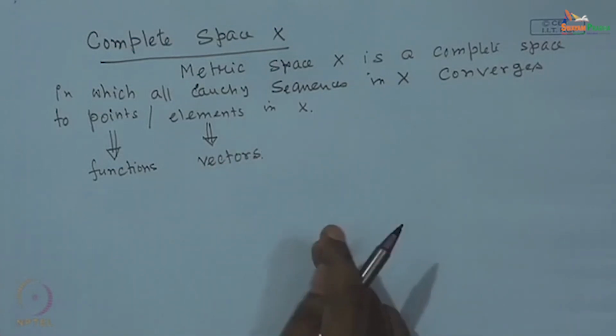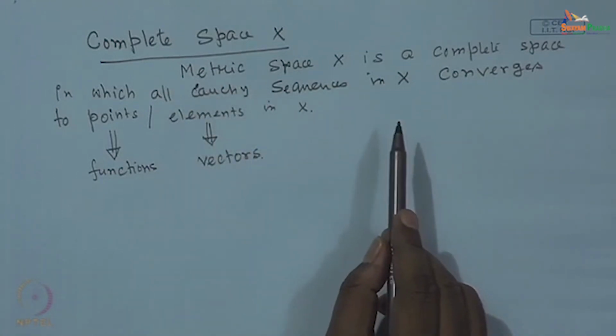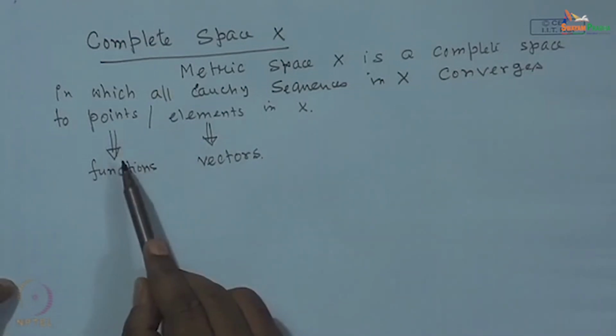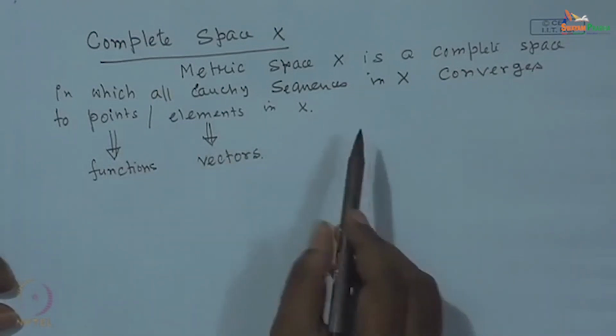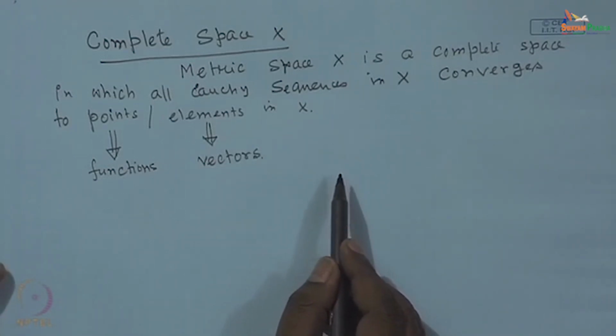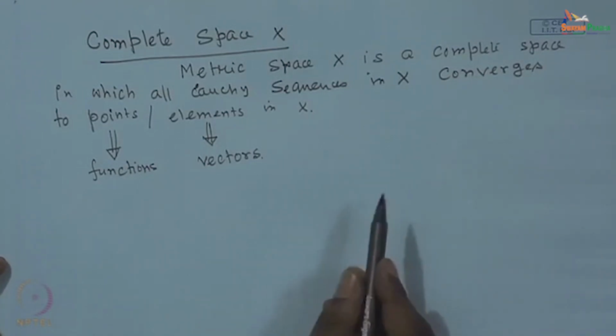So, we call that space a complete space if all the Cauchy sequences in that particular space X converge to points or elements in X. Then the space is called a complete space.